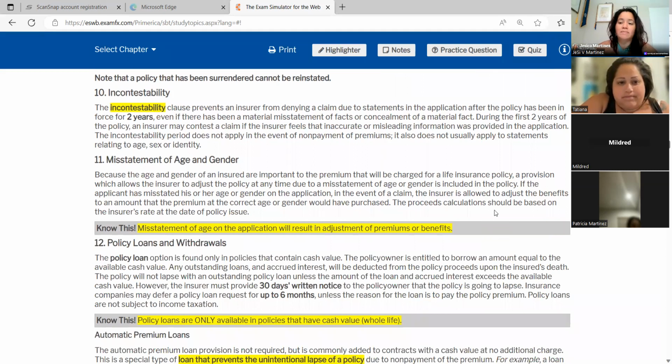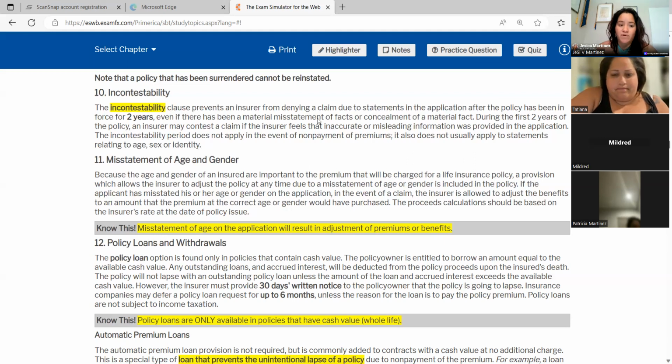Incontestability clause prevents an insurer from denying a claim due to statements in the application after the policy has been in force for 2 years. Even if there has been a material misstatement of facts or concealment of a material fact during the first 2 years of the policy, an insurer may contest a claim if the insurer feels that inaccurate or misleading information was provided in the application. The incontestability period does not apply in the event of non-payment of premiums, and it also does not usually apply to statements related to age, sex, or identity.